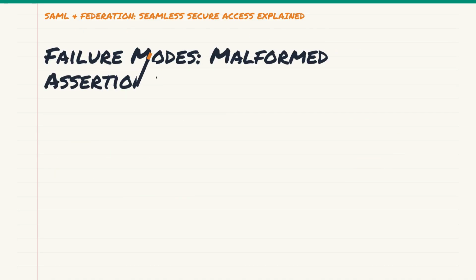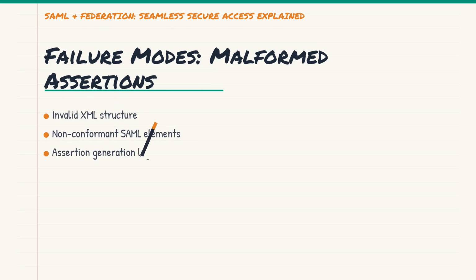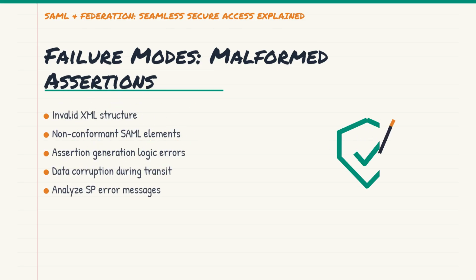Sometimes, the SAML assertion itself is just broken. This could be due to errors in the IDP's assertion generation logic, data corruption, or even a bug in an intermediate proxy. The SP receives an assertion that doesn't conform to the SAML standard, or its XML is invalid. This will lead to assertion validation failures. Debugging these often involves looking at the raw XML assertion payload and comparing it against the SAML specification, which can be quite technical. The specific error messages from the SP are usually your best clue.